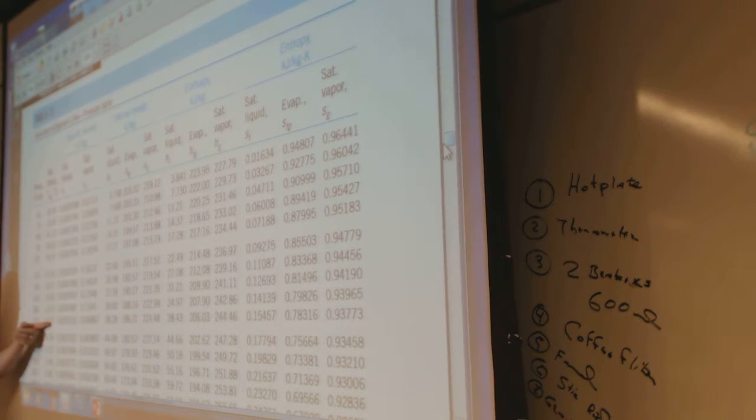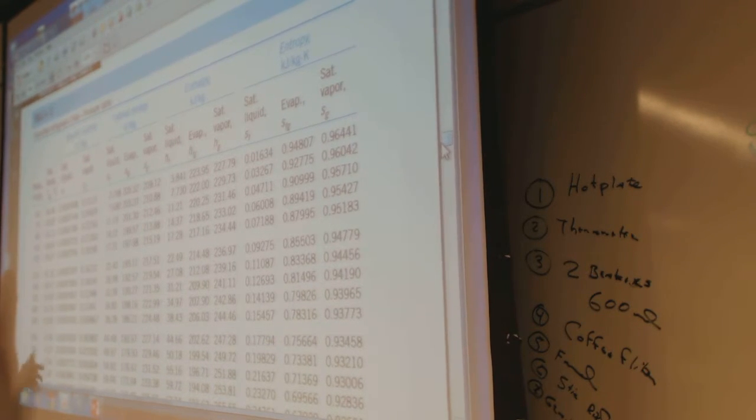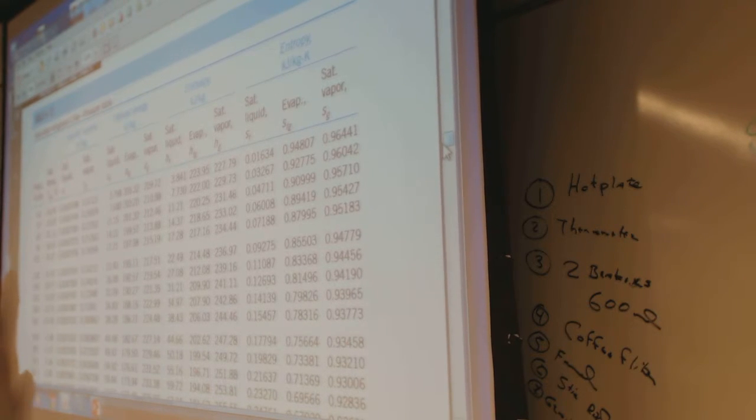What if it's below it? If it's below it, it's just like hot water below boiling, it's not saturated, it's all liquid. So that's like subcooled.